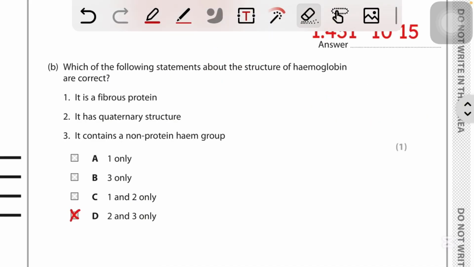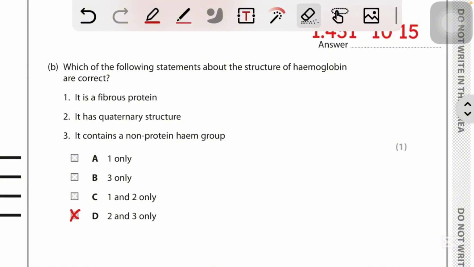Which of the following statements about the structure of hemoglobin are correct? It is a fibrous protein. It has quaternary structure. It contains a non-protein heme group. So, is hemoglobin a fibrous protein? No, it is a globular protein.